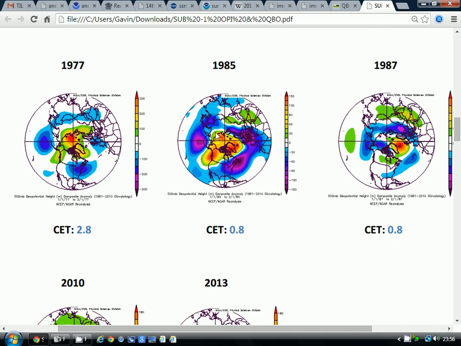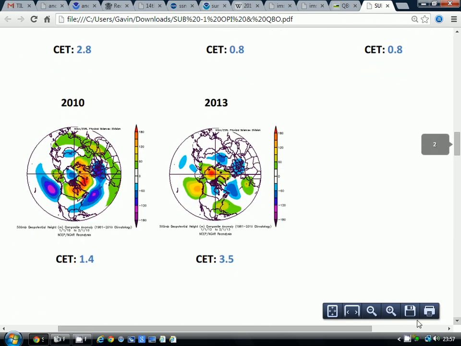Lots and lots of blocking up there around Greenland and to the northern latitudes with those red colours, an extremely negative North Atlantic oscillation with all those blues and purples running to the south. January 87 central England temperature, same as January 85 actually, comes out at plus 0.8. Again, lots of blocking. You know about January 1987, I'm sure. January 2010, very cold month, comes out with a central England temperature of 1.4. And again, lots of northern blocking.